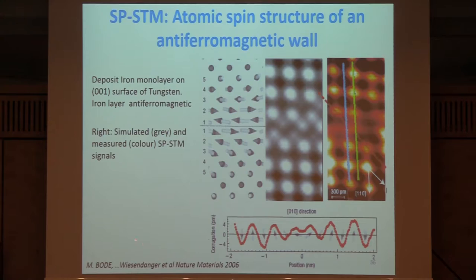So this is one of those cases. Take a tungsten crystal, deposit a monolayer of iron on it. It turns out that the iron is antiferromagnetic. And then you can look at this with a spin polarized tip. And you can see here nice order, here nice order, and then something happens in between. There's a transition. And they've modeled this, and the modeling agrees really very well. And this is a domain wall.